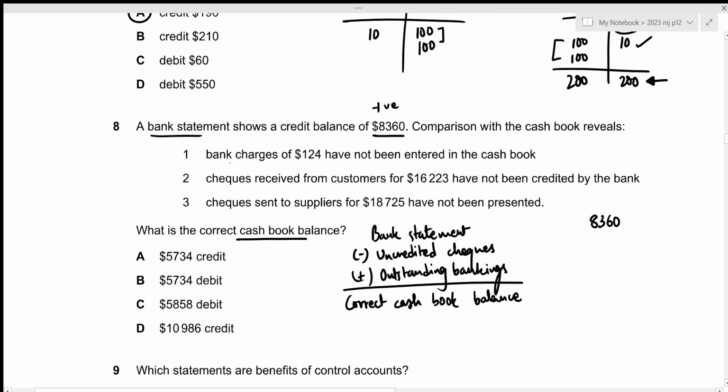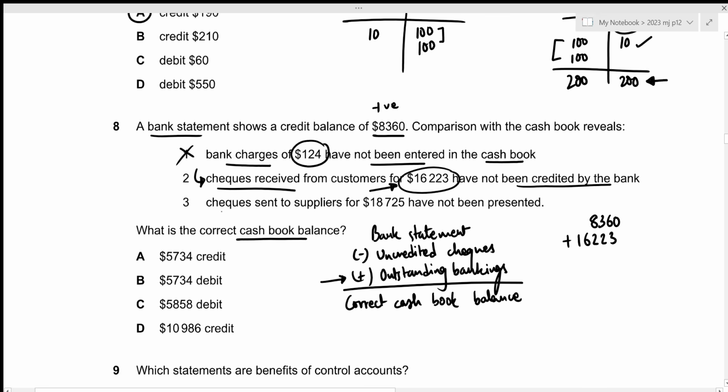Now for the first error, we're told that bank charges of 124 have not been entered in the cash book. So this is actually an error that we need to rectify in the cash book. So it has nothing to do with uncredited checks as well as outstanding banking. So we can just completely ignore this. The second one is checks received from customers for 16,223 have not been credited by the bank. So these are the checks received, which means that this amount is for our outstanding bankings. And according to our format, we need to add our outstanding banking. So we're just going to add 16,223.